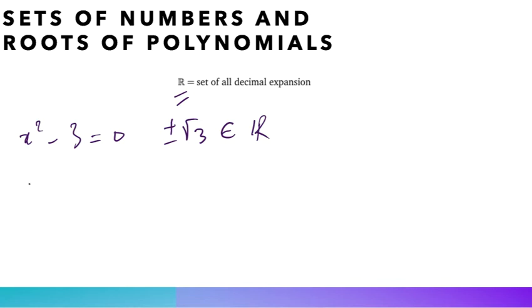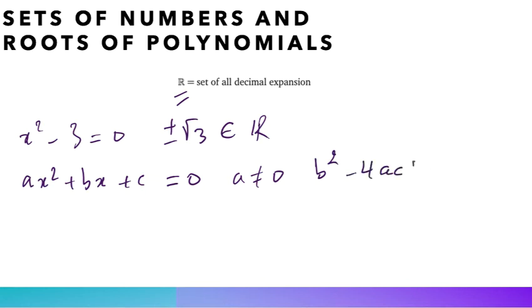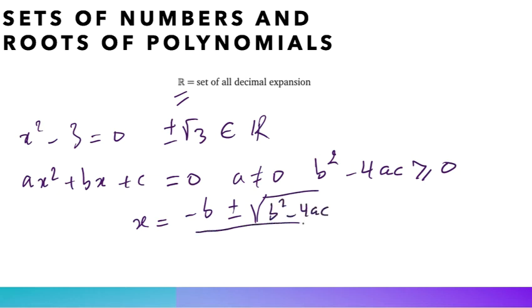More generally, equations of the form ax squared plus bx plus c equals 0, where a is different from 0, and one more condition, b squared minus 4ac is positive, have two solutions, namely x equals minus b plus or minus the square root of b squared minus 4ac, all divided by 2a.